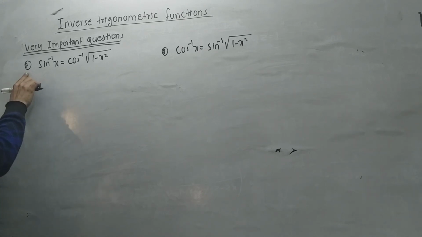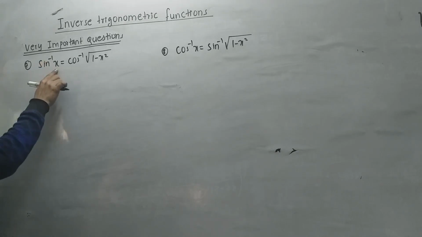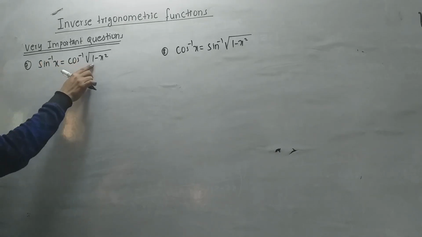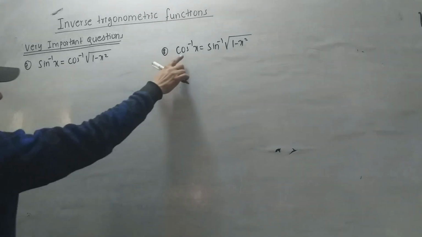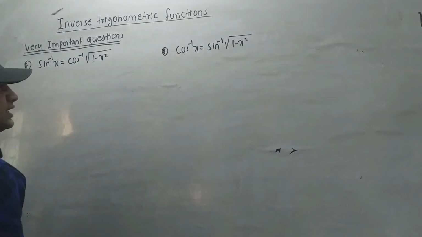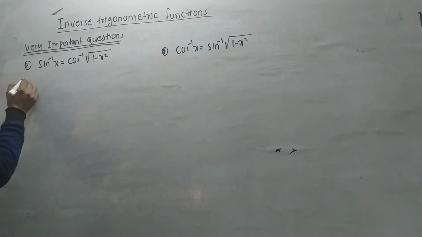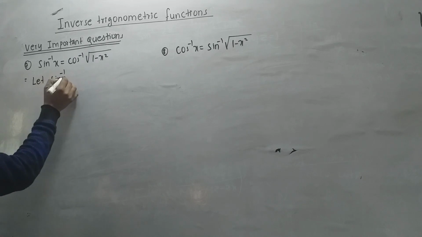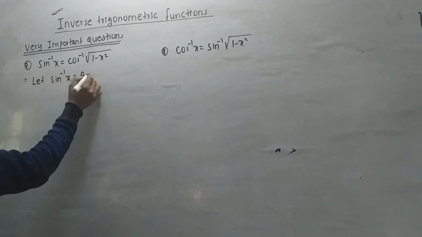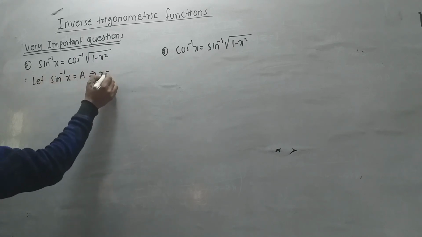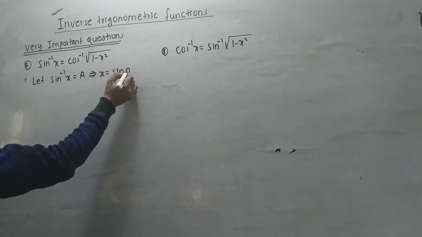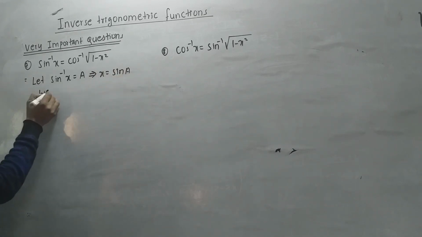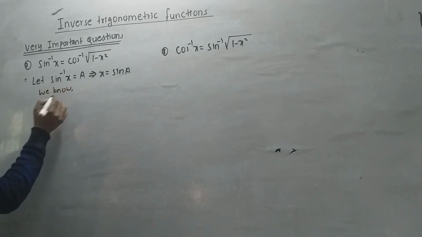Formulas number 7 and 8 are closely related here. Sin inverse x equals cos inverse of under root 1 minus x square, or you can say cos inverse x equals sin inverse of under root 1 minus x square. With only one variable, let sin inverse x equal a. So you can suppose x equals sin a. We must know the basic trigonometry formula.